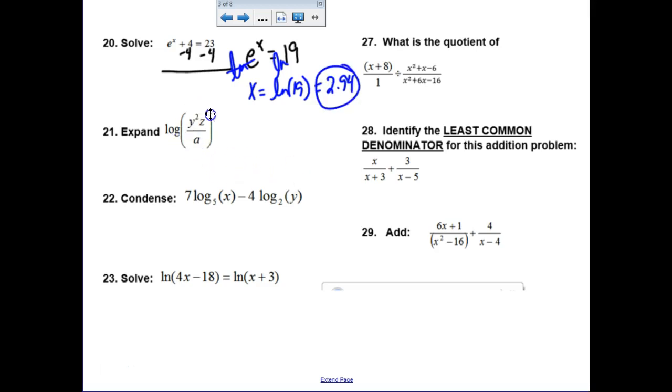Expanding this logarithm, I have 1, 2, 3 different bases, so we're going to end up with 1, 2, 3 different logs. Usually kids can jump straight to the right answer. This first part is a multiplication question, and then when you're dividing by a, the division one becomes a subtraction. So you might start off with expanding it as log of y squared plus log of z, and then it's minus log of a because of the division. And then the only thing you have to remember at the end is any exponents come down in front of their logarithm. So this is really 2 log y, ignore that, plus log z minus log a.